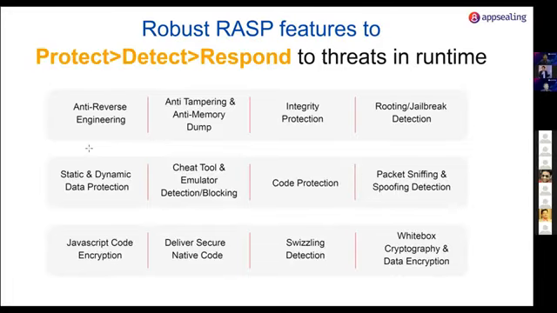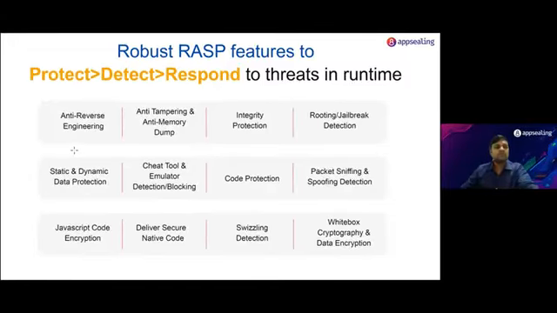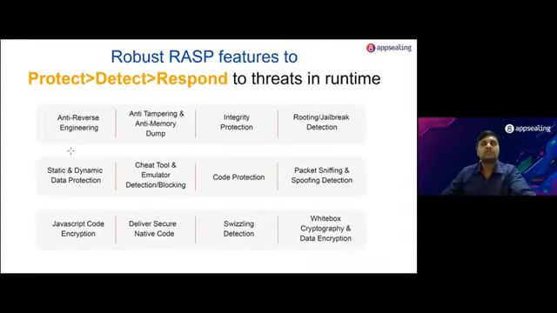AppSealing offers robust security in real time, which protects, detects, and responds, which means it will protect in real time. It will detect what sort of hacking threats are coming in, and it will stop them. As an example, if any hacker is trying to hack the application using some sort of cheating tool, the AppSealing module will detect it and show a dialog box that you're currently using this sort of cheating tool, you're not authorized to use this, and it will kill the application. So that sort of information goes to the end user.